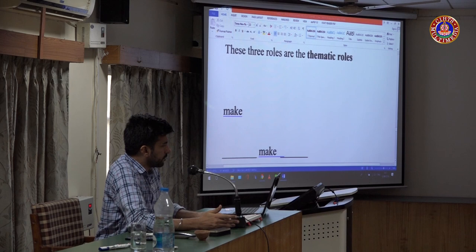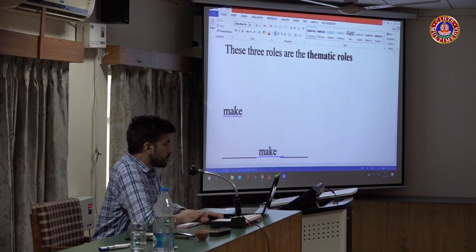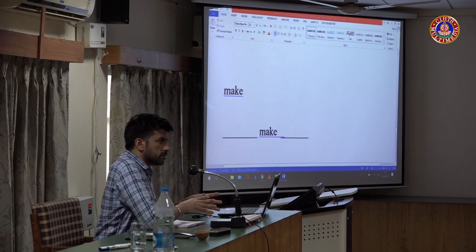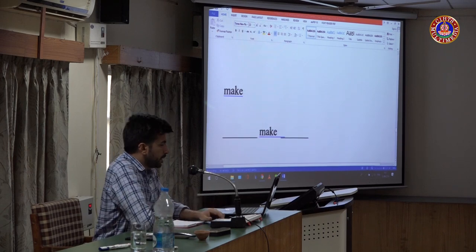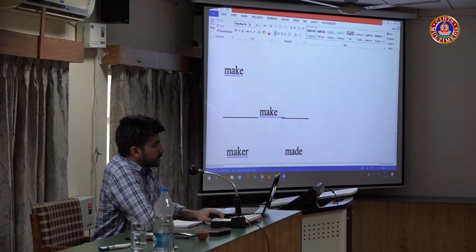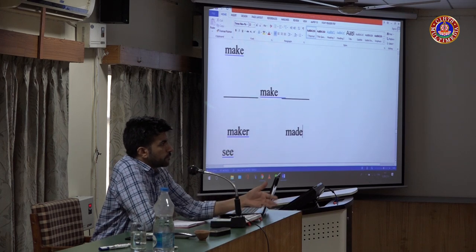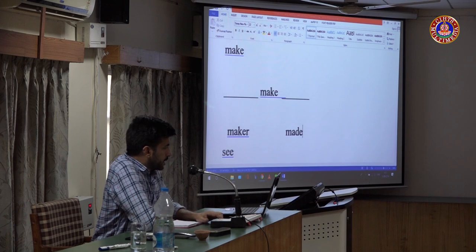Let's quickly look at a verb like make. Make cannot have three arguments, because something makes something. You know, this is done by something, something is made. In this kind of construction, there is a maker who makes, and what he makes, it's what is made. Okay, the third possibility will not be here.